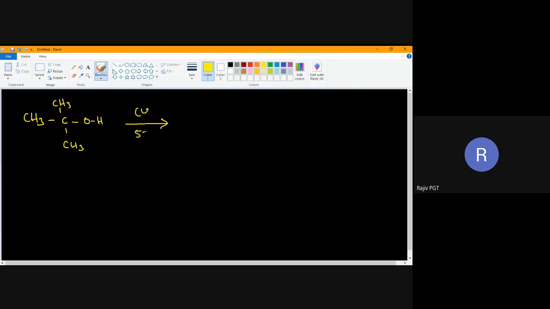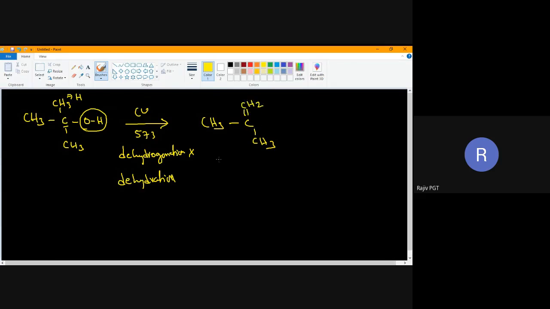Cu at 573 K. Instead of dehydrogenation, dehydration will occur. What is dehydration? Removal of water. From here remove OH, and remove one hydrogen from here. So I'll get CH3, this carbon, down one carbon, CH3. From here I have removed one hydrogen, so it will become a double bond, CH2. So it results in the formation of alkenes.